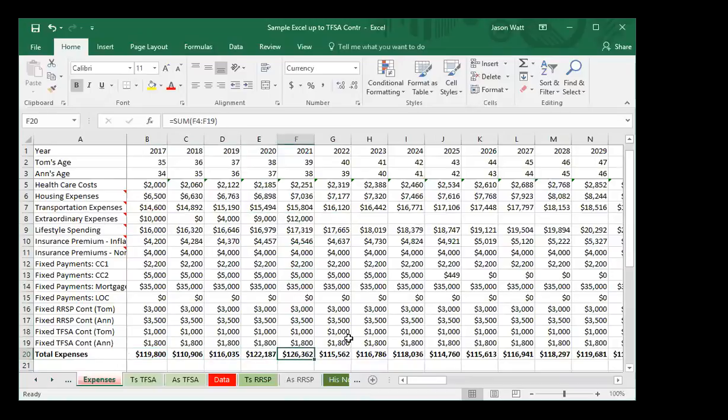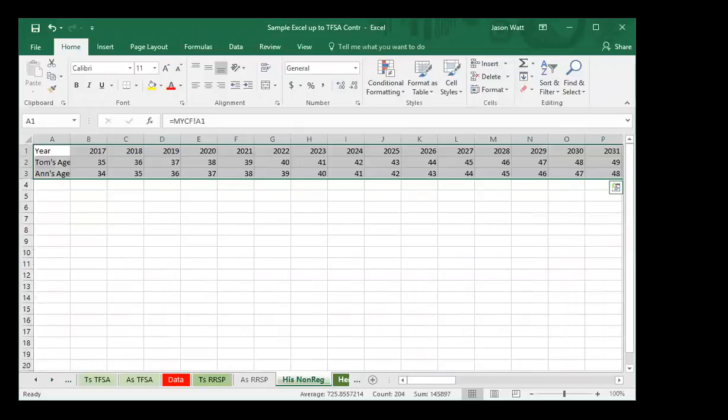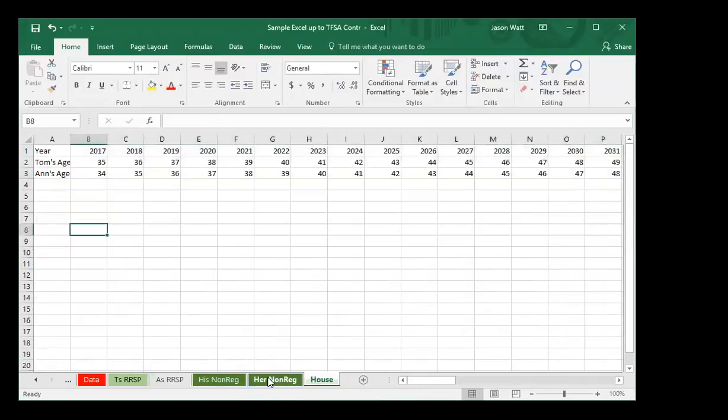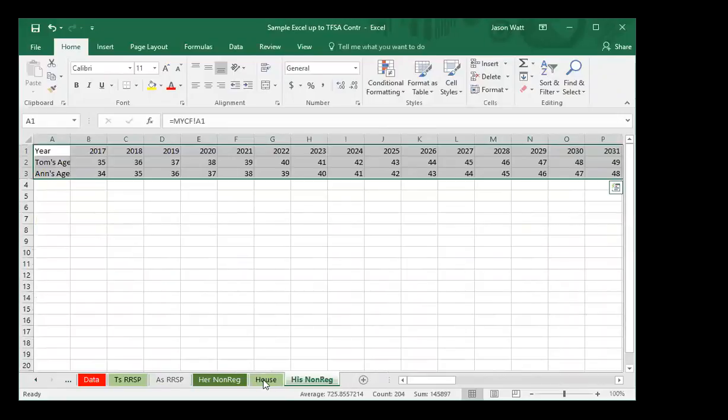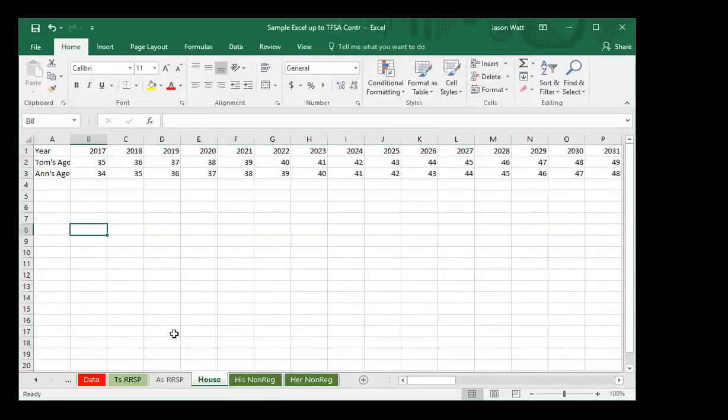We didn't ever work with any non-registered investments. We may or may not have to. That's really no different than what we would have done as far as the TFSA goes. We'll plug those in back at the end here as sort of a holding. And the house, we didn't do anything with the house yet either.